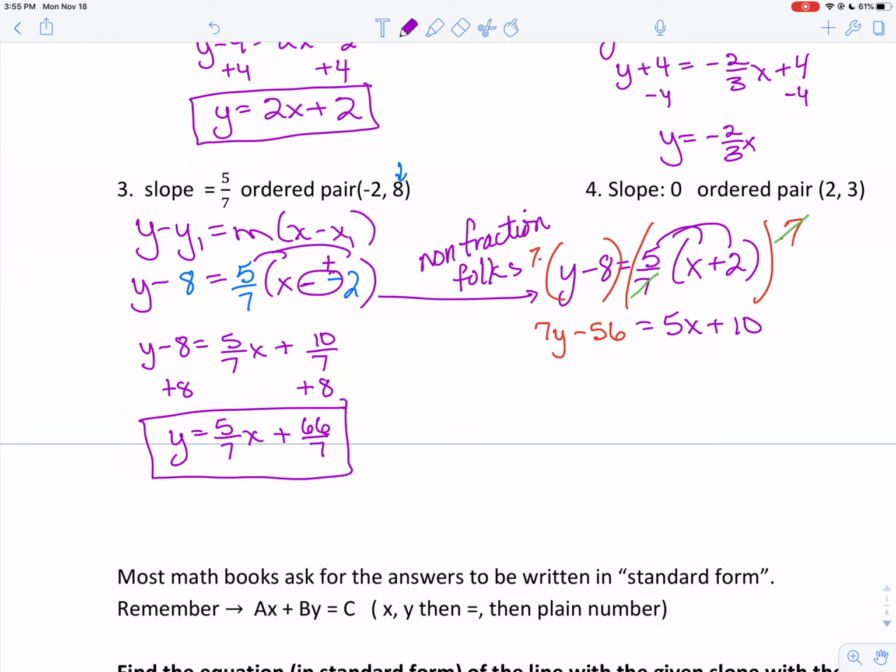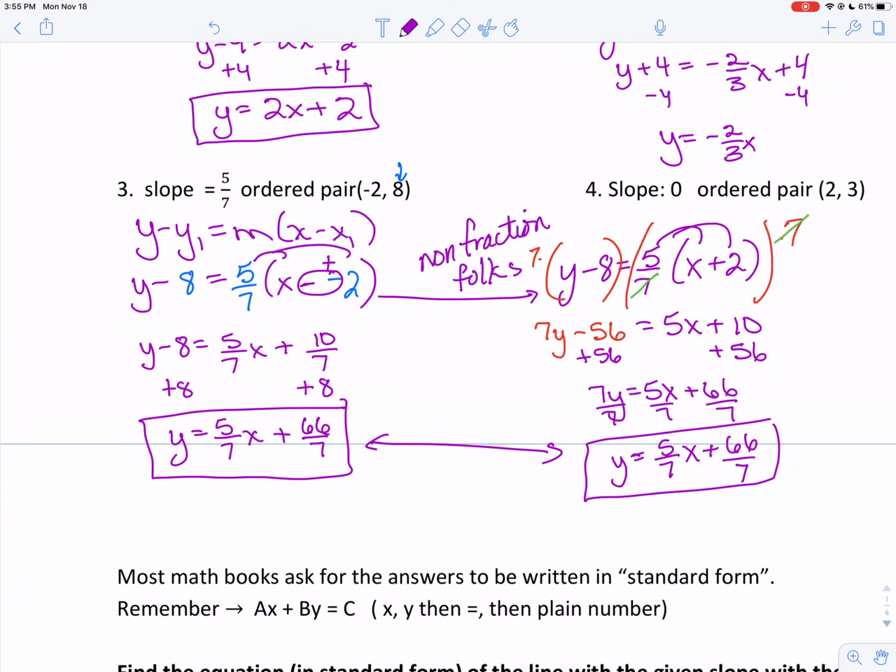Now I'm going to do the exact same thing and solve it for y. But this time, see, when I'm solving for y, I'm not dealing with fractions because I got rid of them. And then I got 66, and then I divide by 7. Remember, divide each little piece by 7. That way you can look at it and know exactly what the slope is, 5/7. And then your y-intercept. See, so we get the same answer. Just depends on what you want to do.